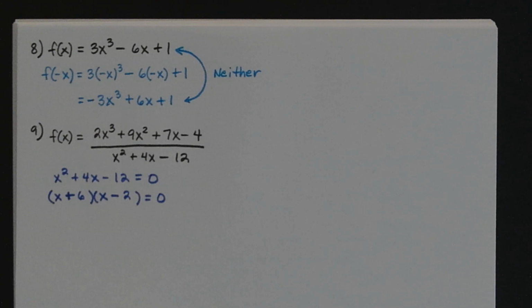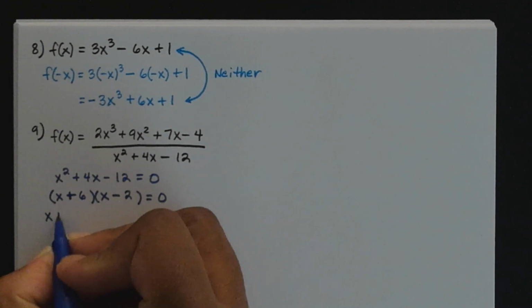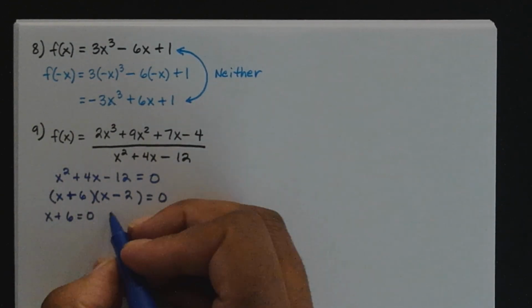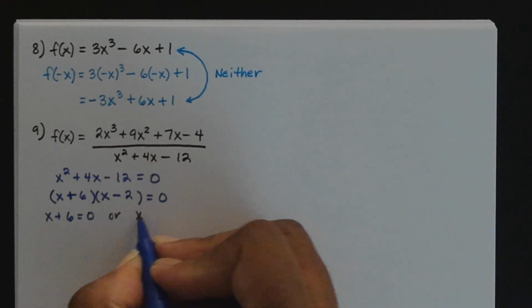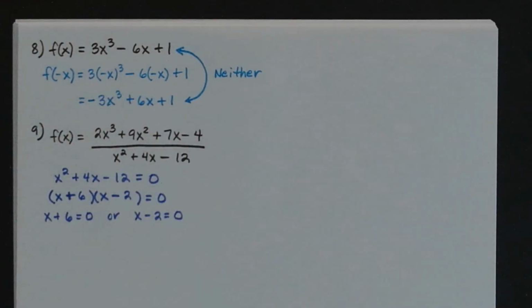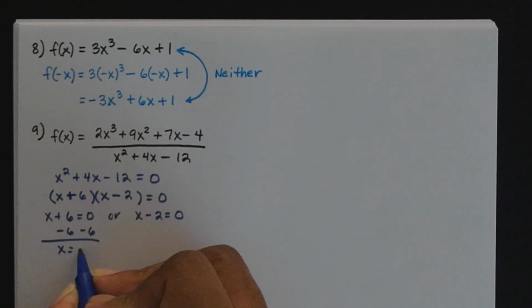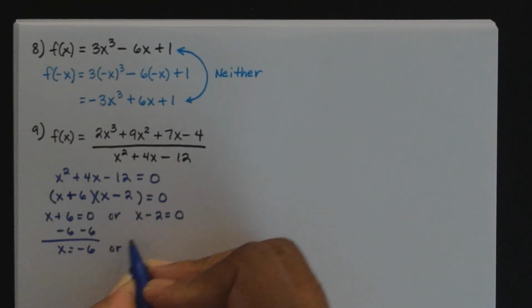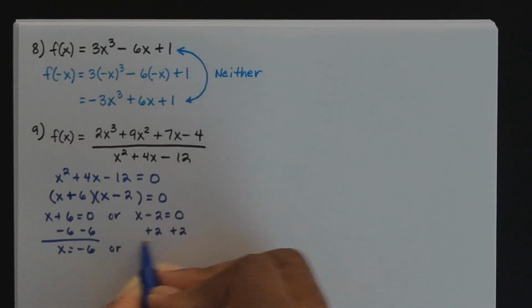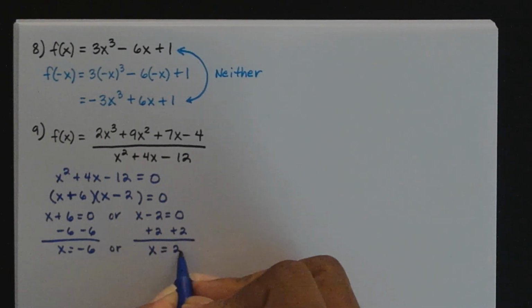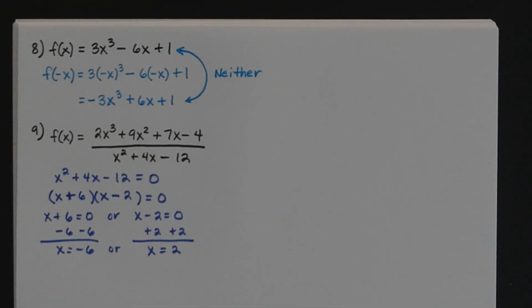Now we're going to set each binomial factor equal to 0. So this means x plus 6 equals 0, or x minus 2 is equal to 0. And for each equation, we'll solve for x. So for x plus 6 equals 0, if I subtract 6, you're going to get x is equal to negative 6. Or for x minus 2 is equal to 0, that means x will have to be equal to 2. So at x equal negative 6 and x equal 2, I would get a 0 in the denominator.